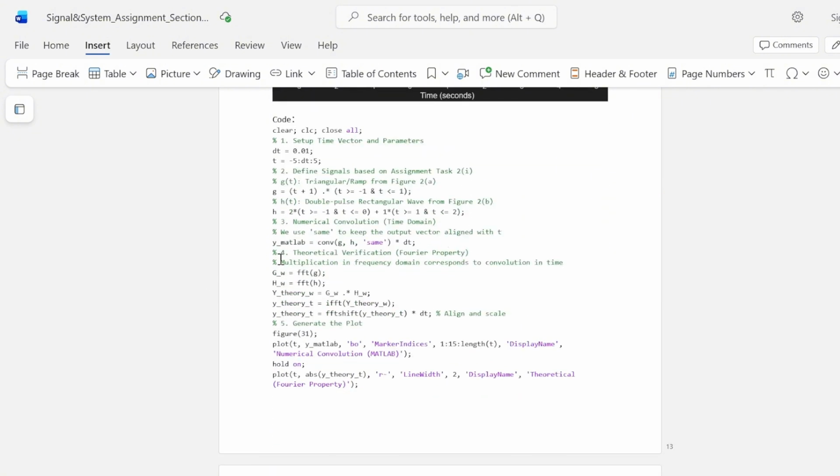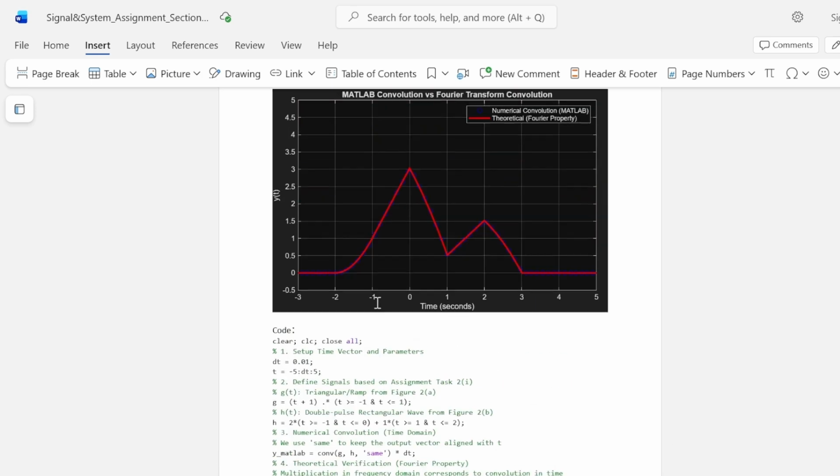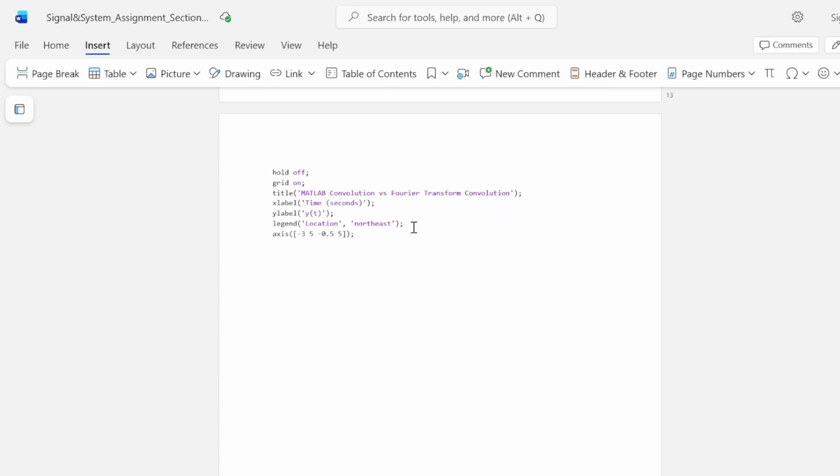Since we write inside the code the multiplication in the frequency domain, it corresponds to convolution in time. That's why we can see the plot for y(t). And that's all from me. Thank you.